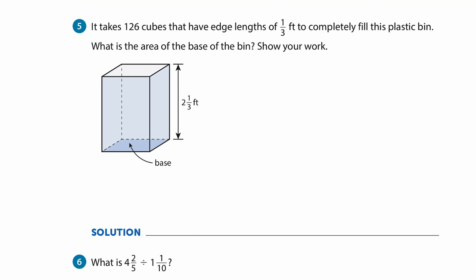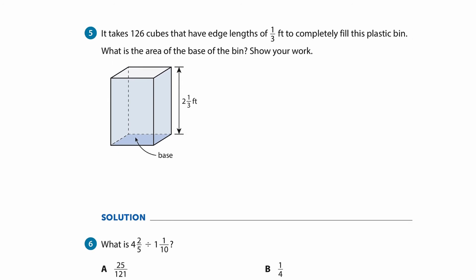Well, the way that I'm thinking about this problem is, first let's read it. It takes 126 cubes. So there's going to be tiny little cubes, 126 of those covering the entire bin, right? And it has an edge length of 1/3. So if I were to take this out and look at it, its edge length would be 1/3. So each one of these sides would be worth 1/3. And then maybe over here, we'll do 1/3.